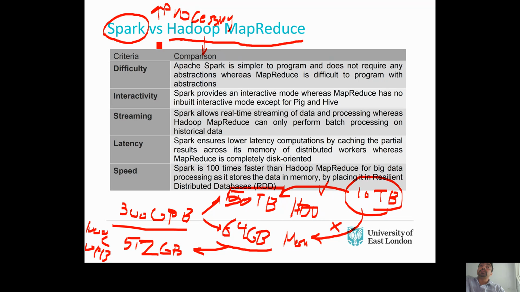So the big conclusion: if you want to use Spark on a huge amount of data, you have to spend money. You have to buy more memory. But if you want to spend less, you have to go with Hadoop. So Hadoop is much, much cheaper than Spark. So that's a big difference.